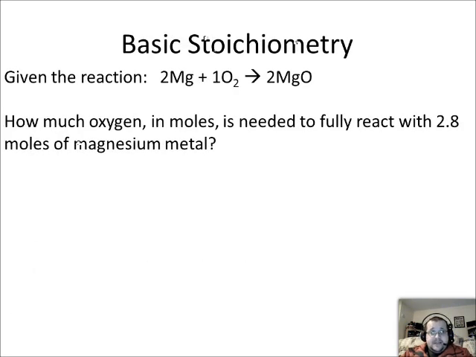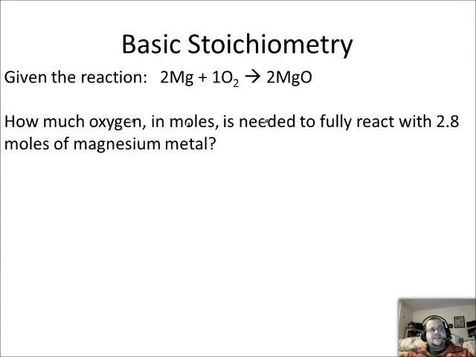To start out, we've got a basic stoichiometry problem. You'll note that it starts in moles, and we're given a reaction of 2 moles of magnesium plus 1 mole of oxygen gas goes to 2 moles of magnesium oxide. Now, this is already balanced for us. In a typical problem, if the reaction isn't balanced, you would be told beforehand. But since it's balanced, we can go ahead and jump in.